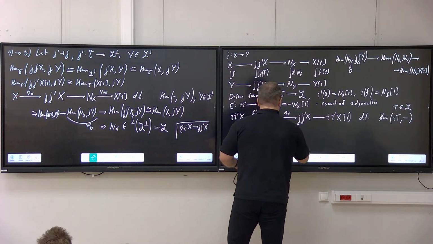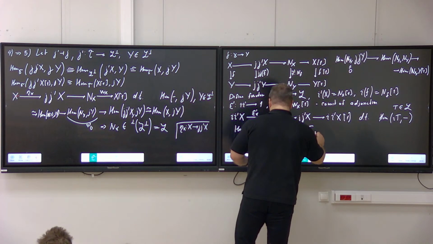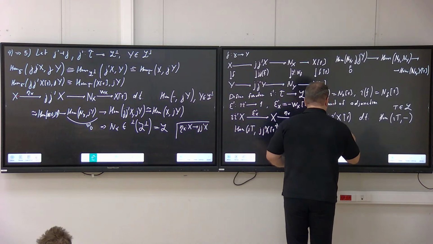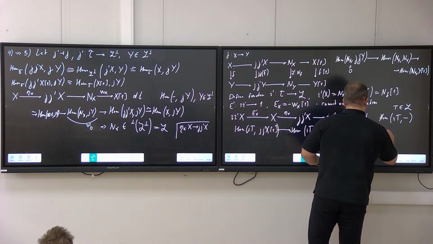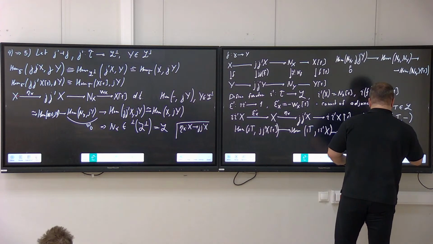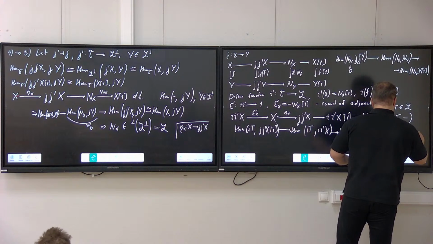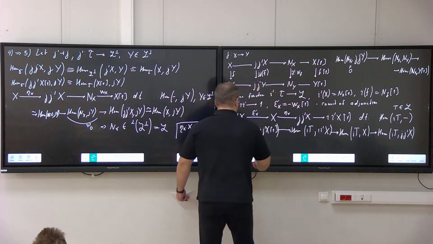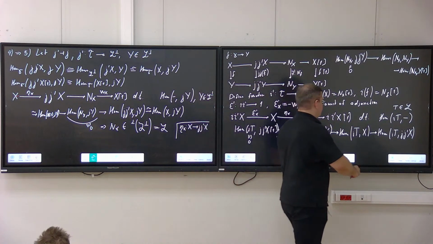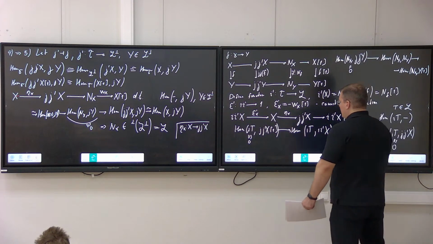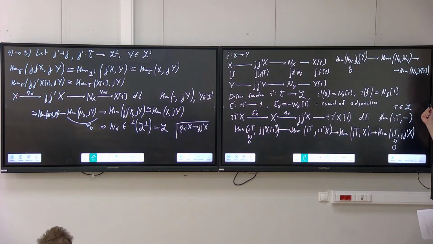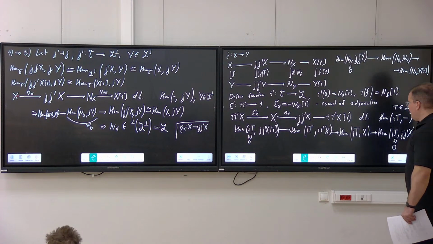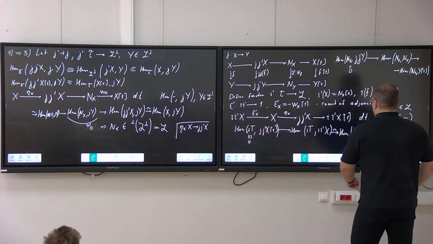Then this is mapped to Hom(IT, I prime X), Hom(IT, X), and finally Hom(IT, J prime X). I claim that these two Homs at the beginning and at the end are 0. That is because I'm computing a Hom from an object in L and an object from the right orthogonal to L. So these two Homs are 0, and hence I have an isomorphism for the Homs in the middle.